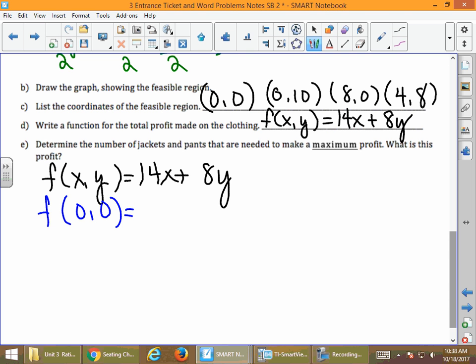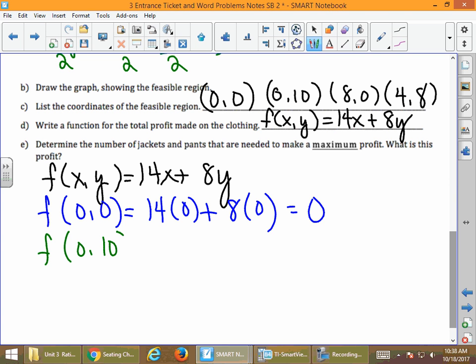0 is going to go in for x. 0 is going to go in for y. And when we do, 14 times 0 plus 8 times 0 is 0. Our next point is 0, 10. And we're going to put 0 back in for x and 10 back in for y. And when we type that in our calculator or we mentally do the math, we get 80.